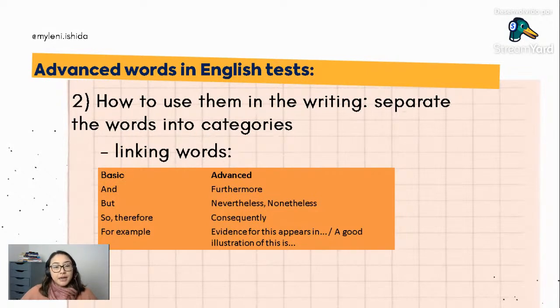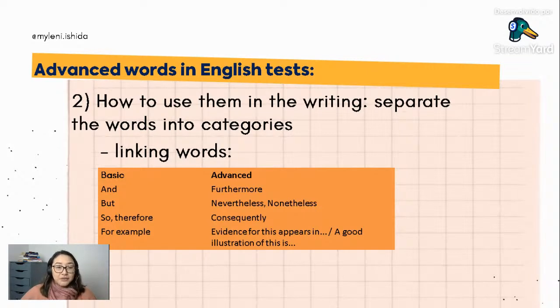Then you're going to help to increase your score. But instead of using but, you're going to use nevertheless, nonetheless. However, is more basic as well. So if you are able to use nevertheless, nonetheless, it's better. They are synonyms, okay? But on the left, I have the basic, and on the right, I have the advanced.